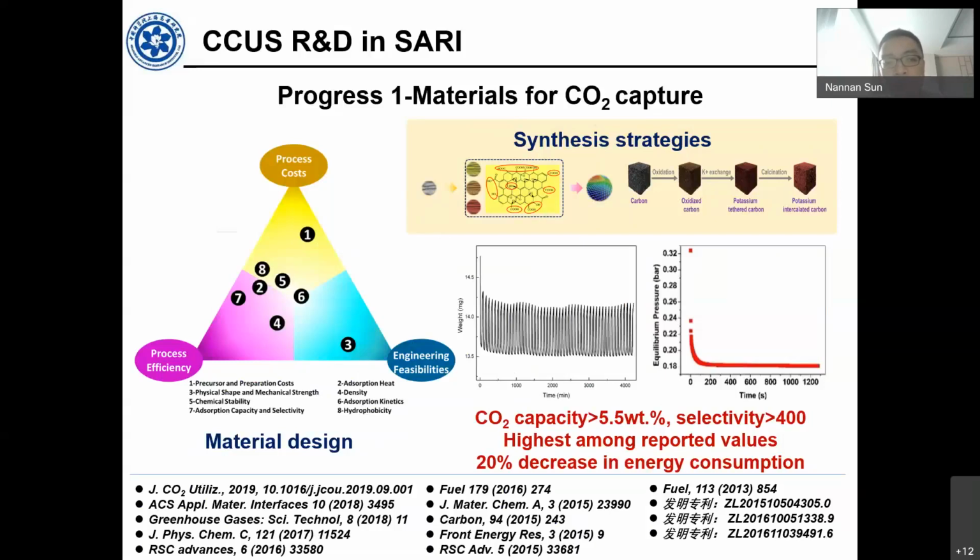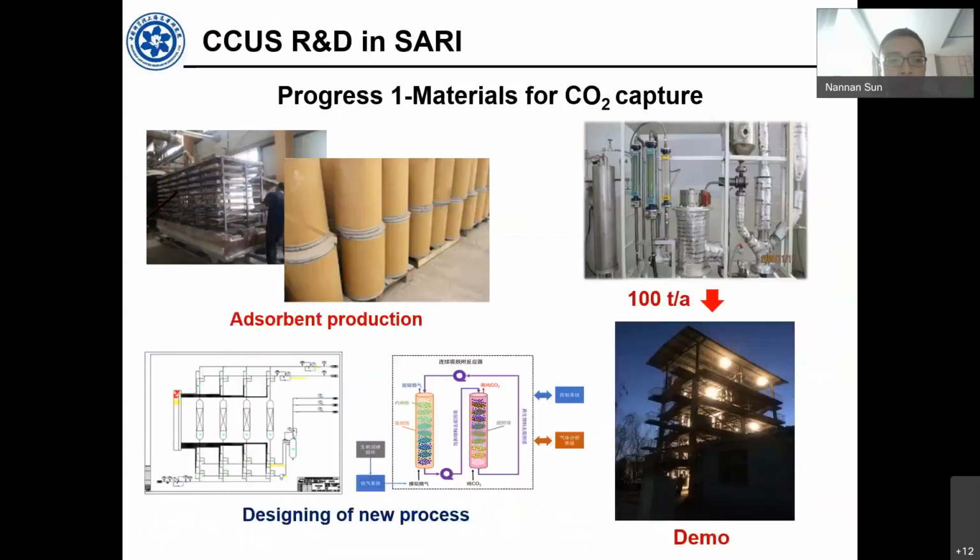According to our estimation, we can achieve roughly a 20% decrease in energy consumption as compared to the most mature technology, that is, amine scrubbing. We are also working on the large-scale production of the adsorbents. We're also focusing on the engineering aspects, and we did some work on small-scale demonstration. We are looking forward to achieving an even larger scale, maybe by the end of this year.